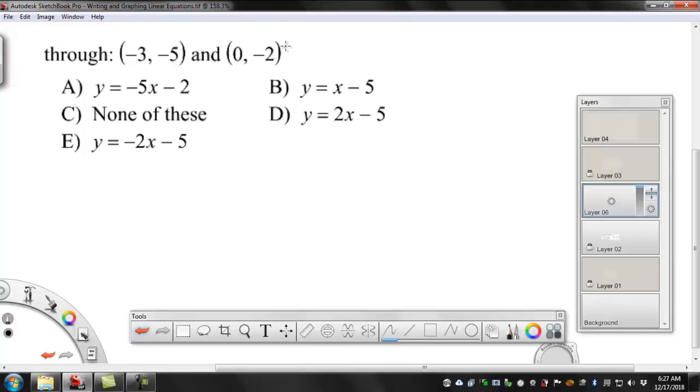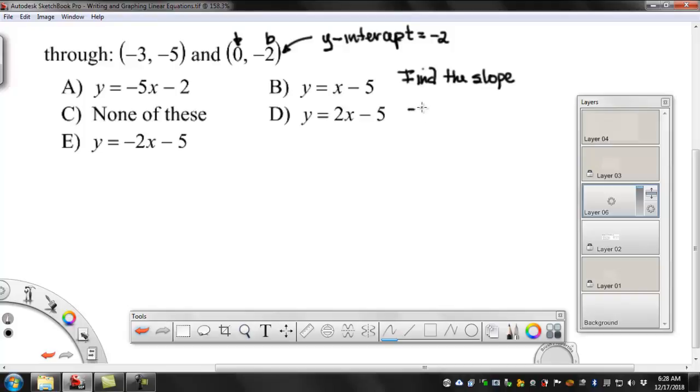Okay, this next equation, what we have to do is write an equation that goes through the following 2 points. So we have to use these 2 points to come up with our equation. First of all, I hope you notice that 0 and negative 2, that negative 2 is the y-intercept. Anytime you have 0 for x, the number to the right of it, in the y position, is the y-intercept. So now we have to find the slope.